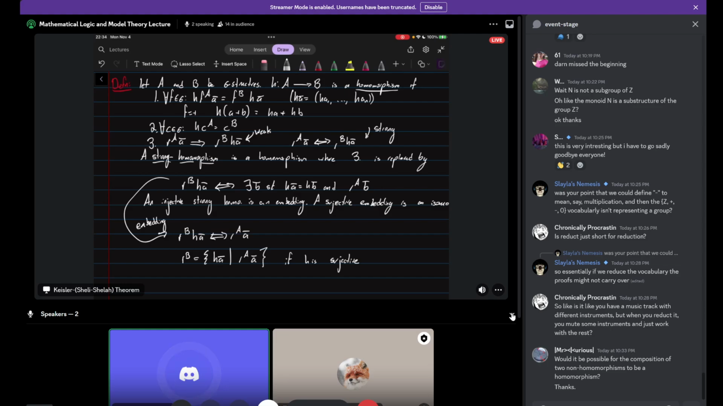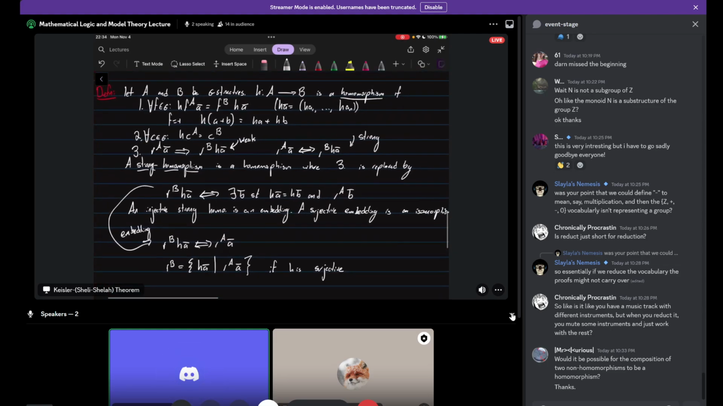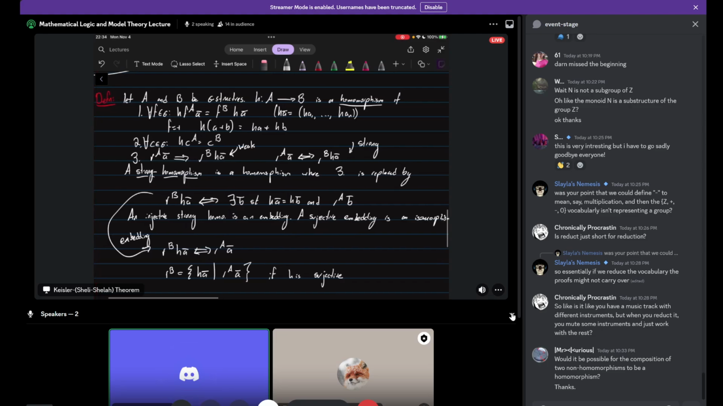Now, if I recall correctly, and this is not an important point, the composition of strong homomorphisms here is not a strong homomorphism. The composition of surjective strong homomorphisms is a strong homomorphism. The first one needs to be surjective. But the composition of embeddings is an embedding, the composition of isomorphisms is an isomorphism, and we don't actually care that much about homomorphisms. We care mostly about isomorphisms and embeddings.